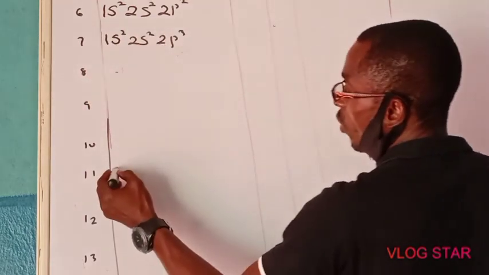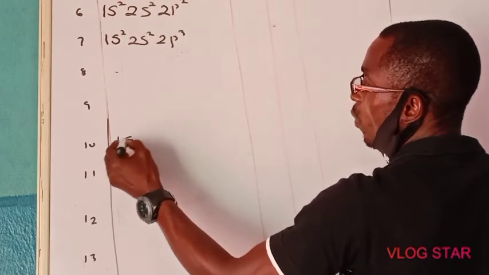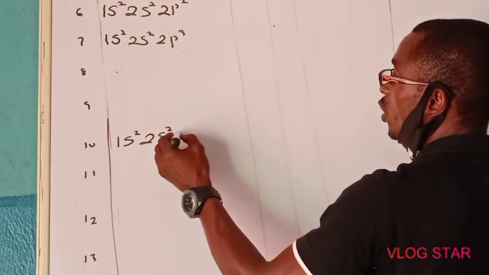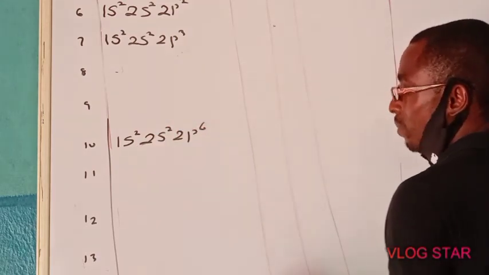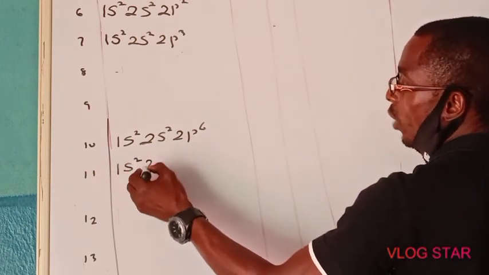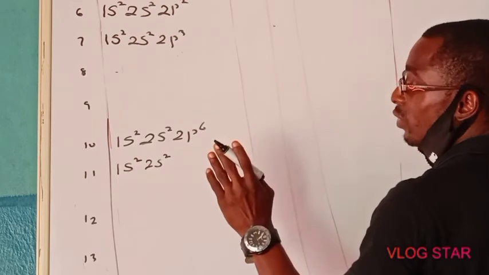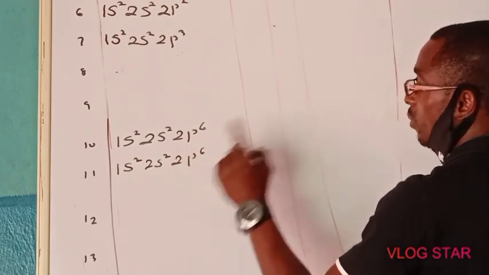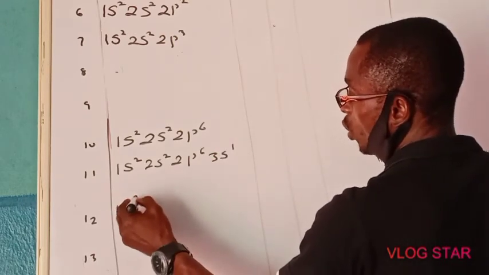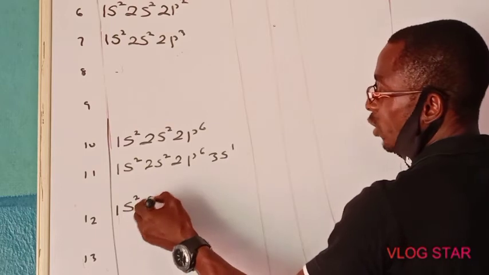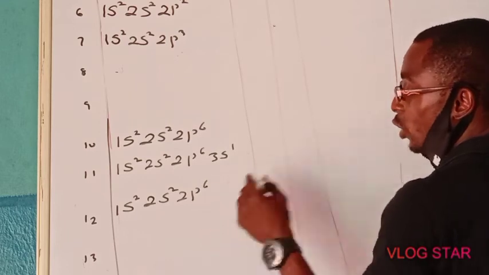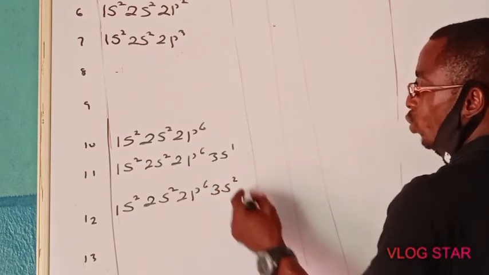Okay, let me jump. 1S raised to power 2. Remaining 8. 2S raised to power 2. Remaining 6. 2P raised to power 6. 1S raised to power 2. Remaining 9. 2S raised to power 2. Remaining 7. 2P raised to power 6. Remaining 1. 3S raised to power 1. I'll do one more and stop here. 1S raised to power 2. Remaining 10. 2S raised to power 2. Remaining 8. 2P raised to power 6. Remaining 2. 3S raised to power 2.